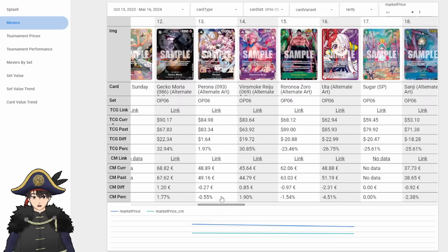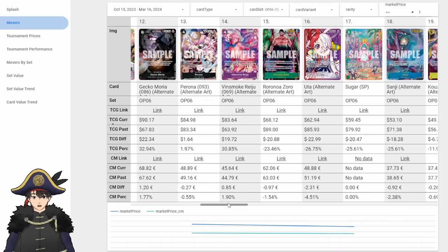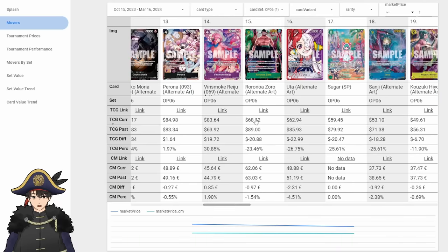Ooh, Reiju is quite expensive too at 83, even though Reiju's effectiveness won't be too apparent until probably EB01, right? Because Red Purple Law utilizes Reiju really well. Well, I guess Red Purple Blue Reiju utilizes Reiju really well. But ooh, alt art Secret Rare Zoro at 68 drops from 83 to 68. That's the next highest after Reiju.